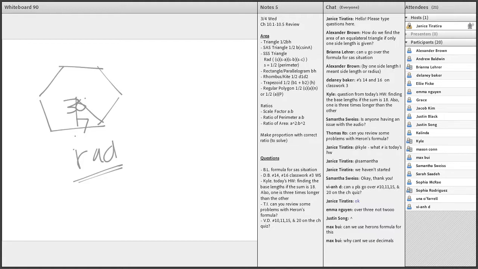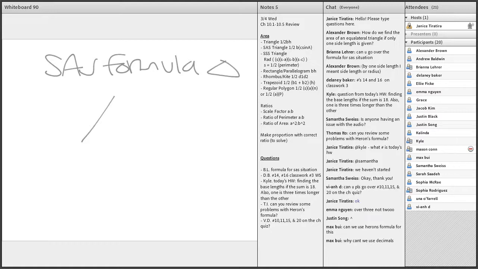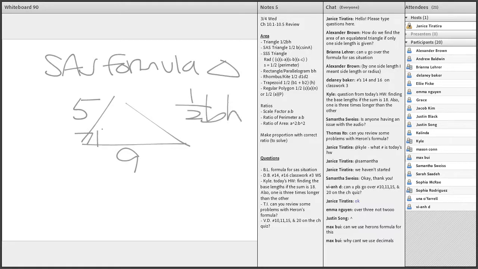Okay, let's go over the SAS formula for a triangle. So that's if you're given, let's say, 71 degrees and 5 and 9. Basically, this is 1/2 base times height. We have base, which is 9. So we have half the answer again. But we have to figure out what height is. We don't know what that answer is.